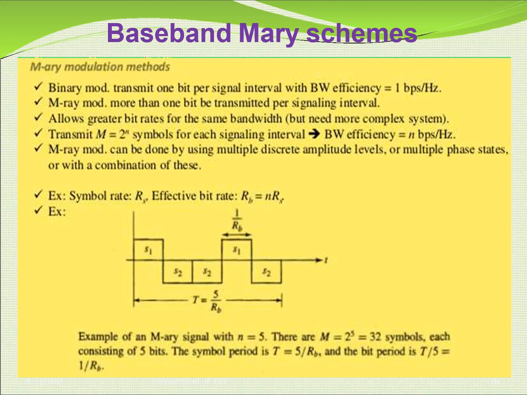So next we have baseband M-array schemes. Here binary modulation transmits 1 bit per signal interval with a bandwidth efficiency of 1 bps per hertz. Also, M-array modulation transmits more than 1 bit per signaling interval, and it allows greater bit rates for the same bandwidth. It transmits M = 2^n symbols in each signaling interval. Also, M-array modulation can be done by using multiple discrete amplitude levels or multiple phase states, or with a combination of these.